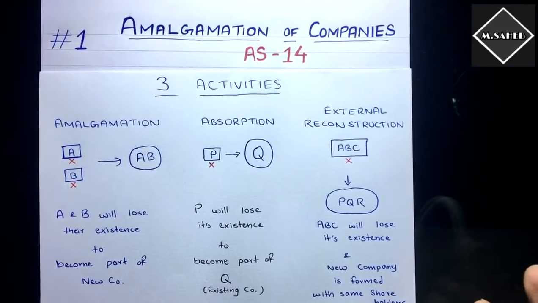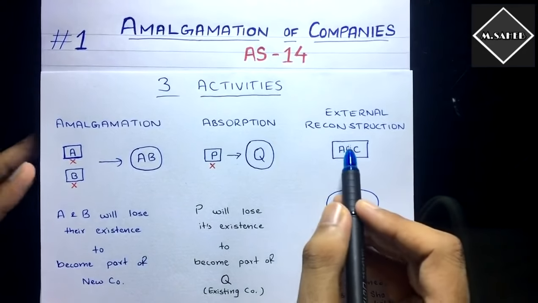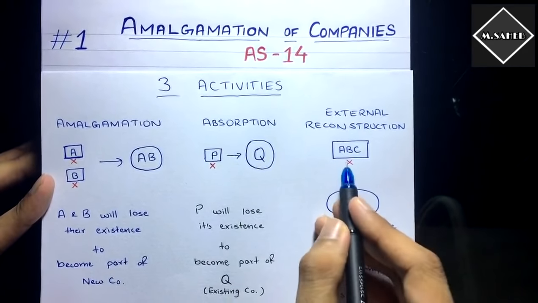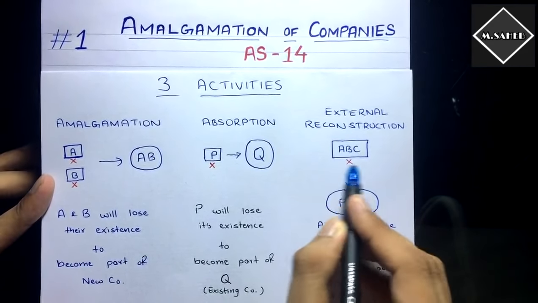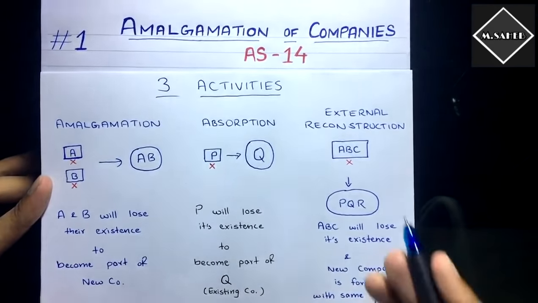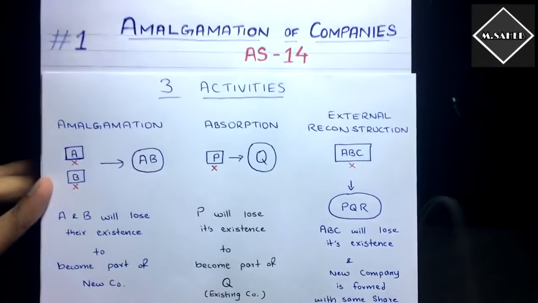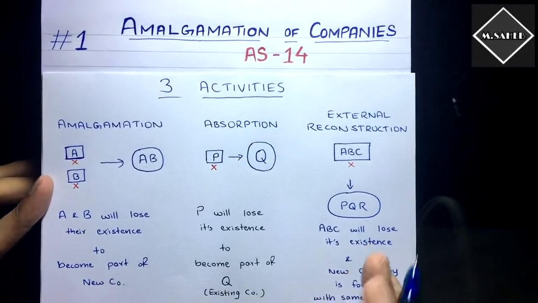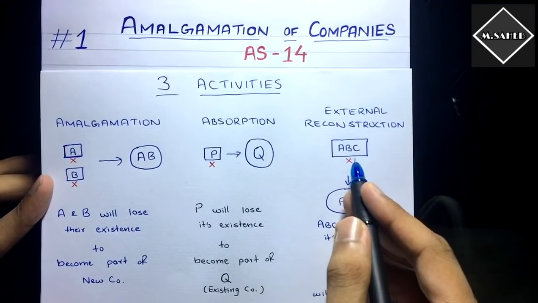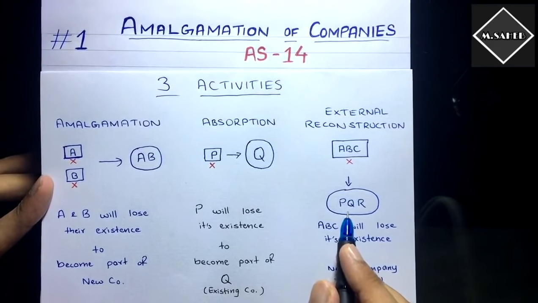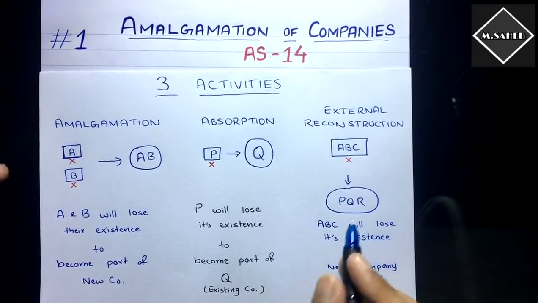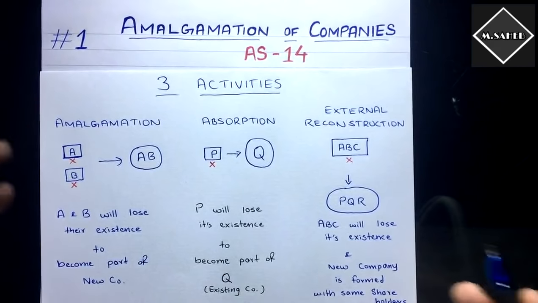Now what is external reconstruction? External reconstruction is liquidating the existing old company, Red Cross. It is going into the box, into the coffin. Yeah, it is being liquidated. It is being shut down, closed down, and a new company will be formed. A new company will be formed with the same shareholders. Okay, a new company will be incorporated with the same shareholders of ABC Limited, and it will be with a new name. That's the most important thing, with a new name, PQR, just for an example.